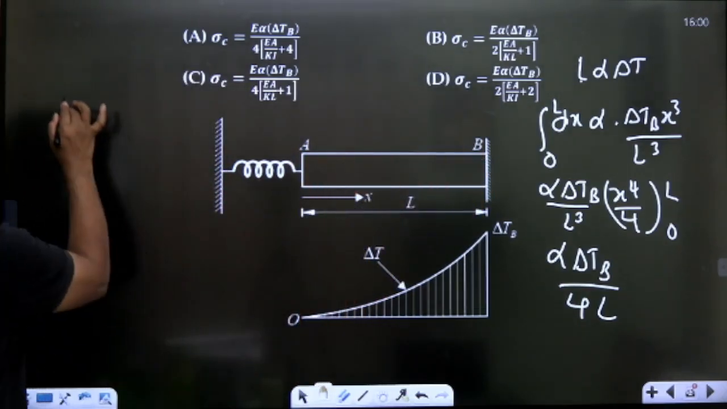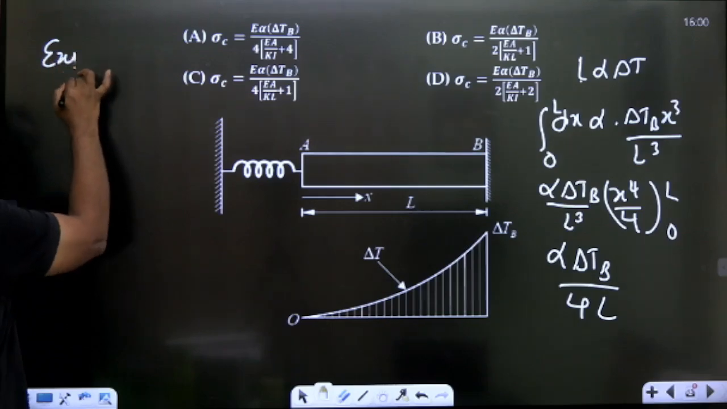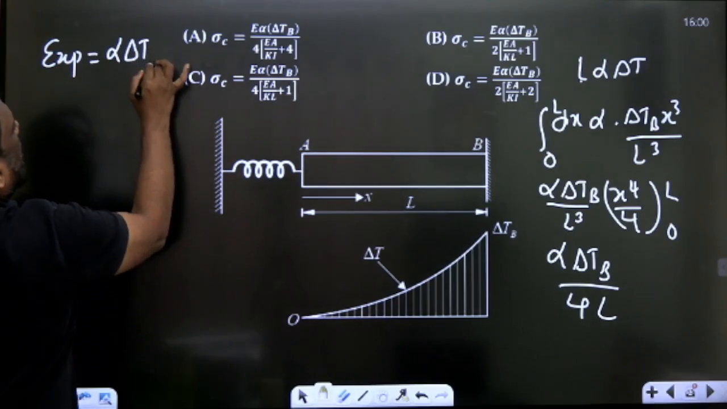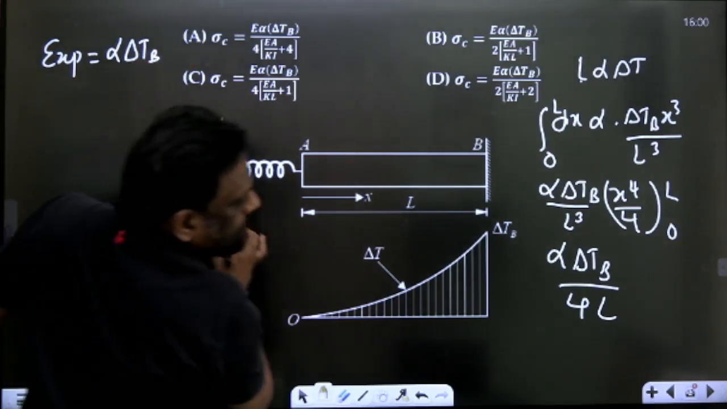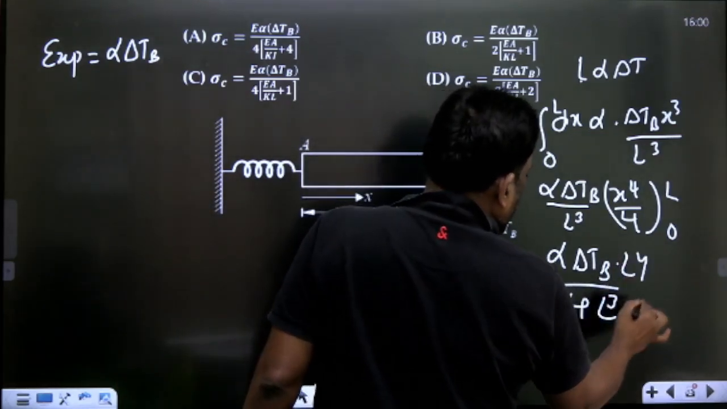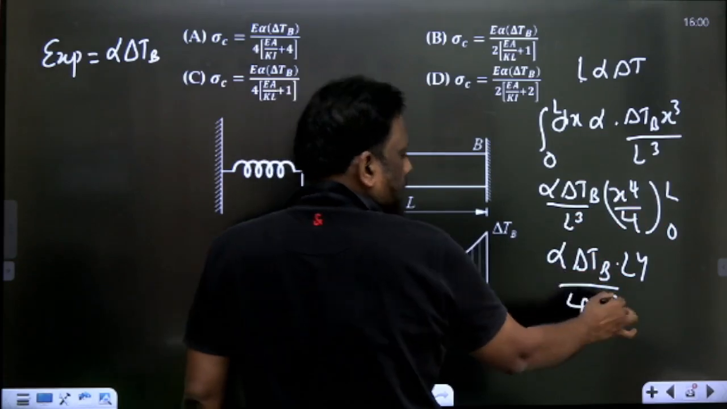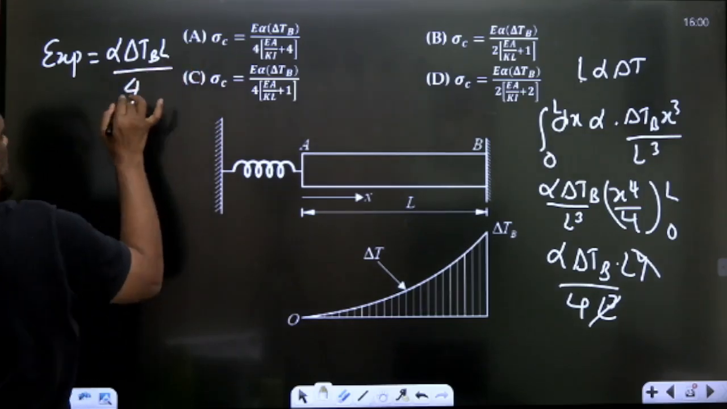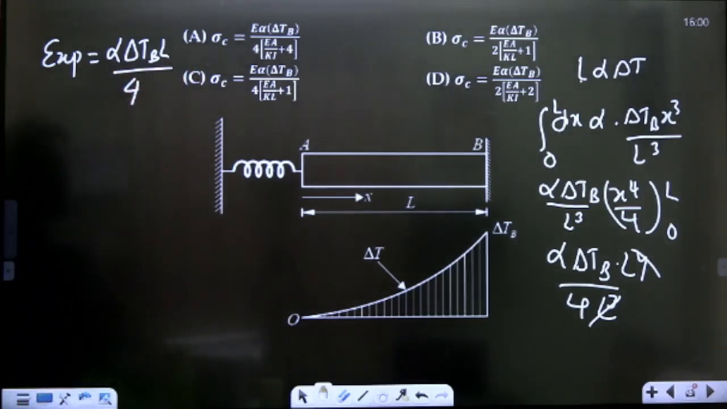So what is the free expansion, sir? The expansion is alpha delta TB by L cube, and here we get L power 4. So this is L power 4 by L cube. So this will be L by 4. Yes, same. Now what is the compatibility equation?